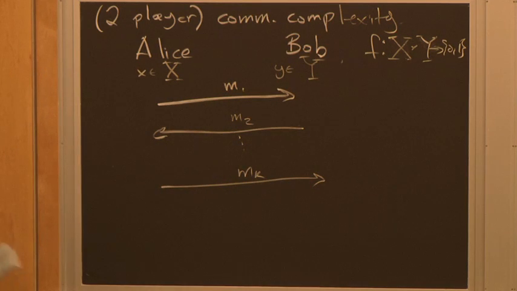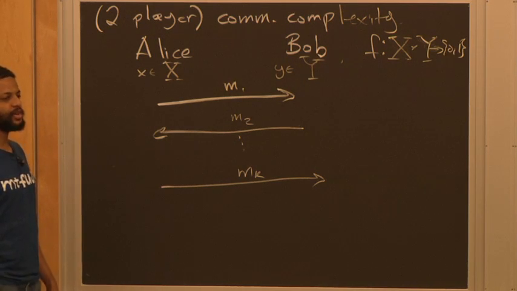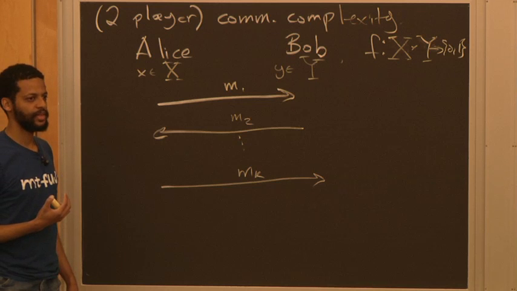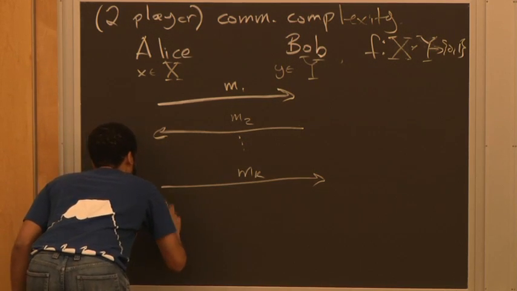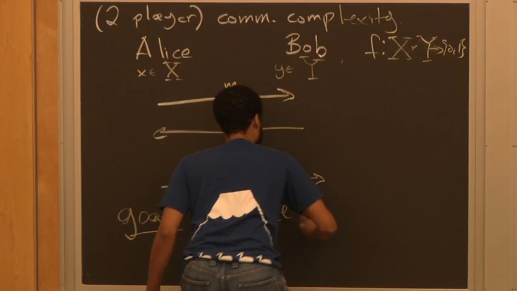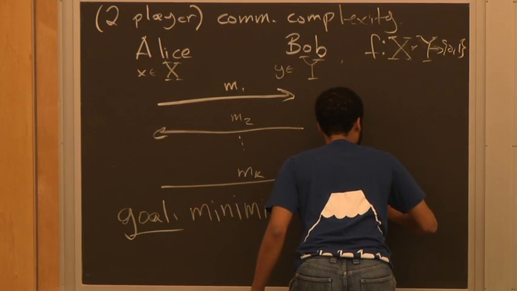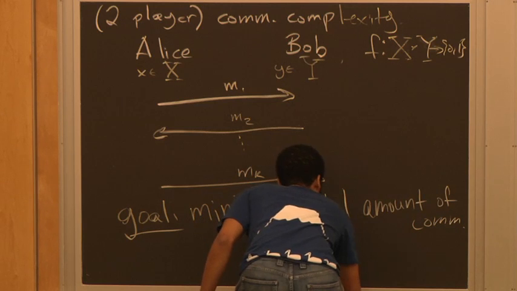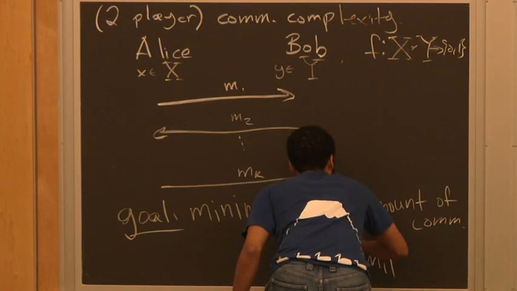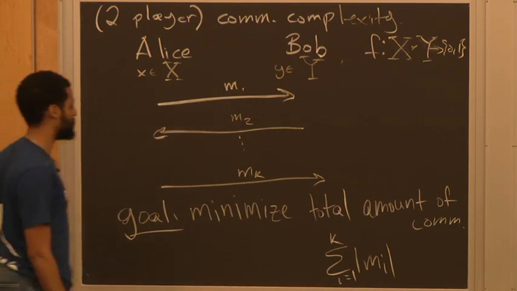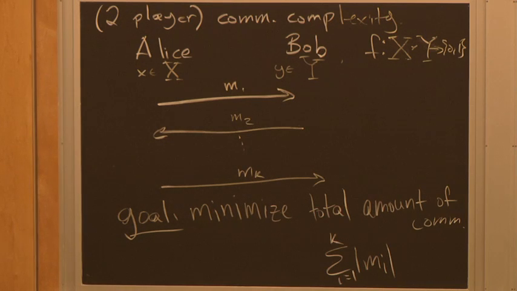And after some number of rounds of this conversation, someone will say, okay, given everything that's been said so far, I can determine that I can calculate f. And then that person will say, I declare that f is this. Okay? And the goal for us today is going to be to minimize the total amount of communication. Or in other words, the sum of |Mi|, where i goes from 1 to k. Where |Mi| means the length of the string Mi. Let's say this is a binary string, so the total amount of information that was sent. Okay. Good.